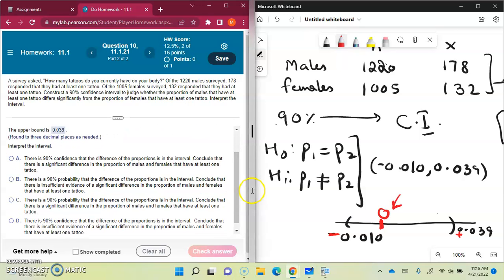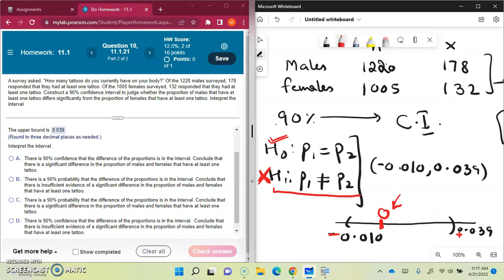So what does that mean? That we are not leaning towards different, we are leaning towards the null hypothesis. That means we are rejecting the alternate hypothesis. That means there is not sufficient evidence for a difference here. So there is 90% confidence that the difference is in the interval. That is the interpretation of the interval, which concludes what? There is a significant difference? We are saying not a significant difference, right? We are rejecting H1. So we are not saying that.